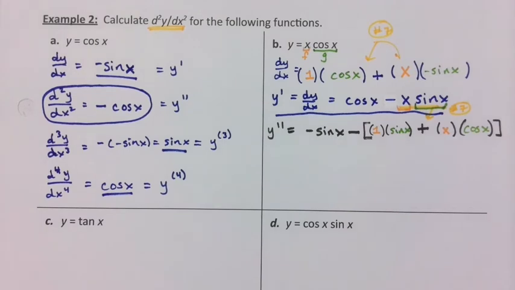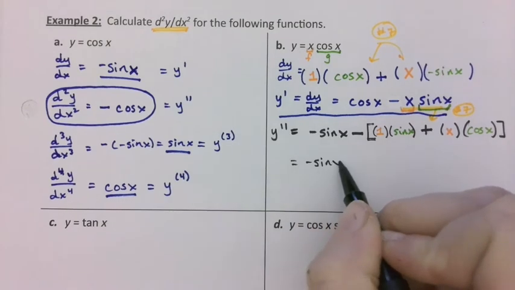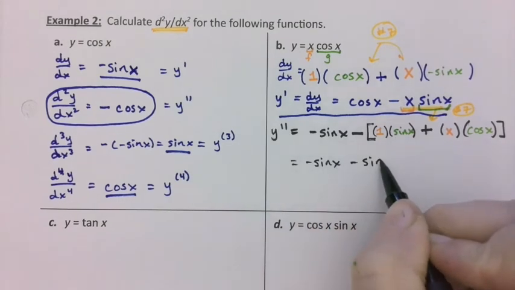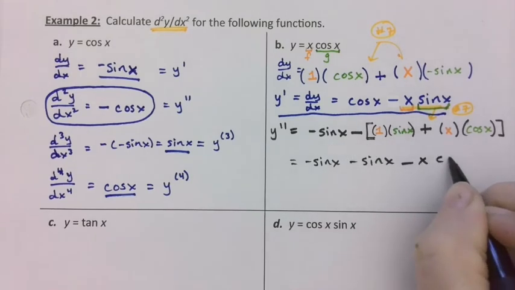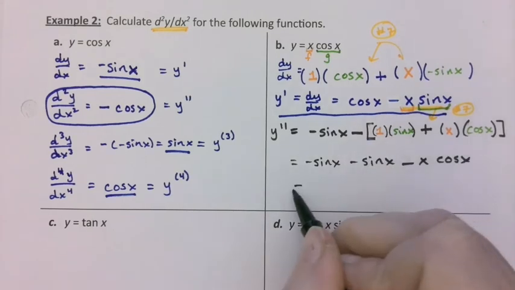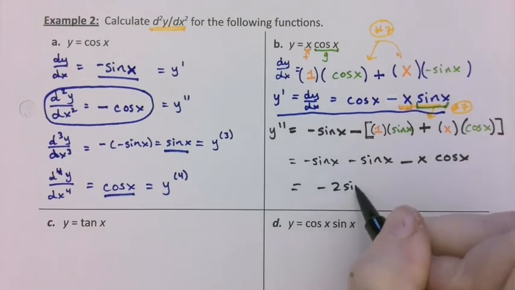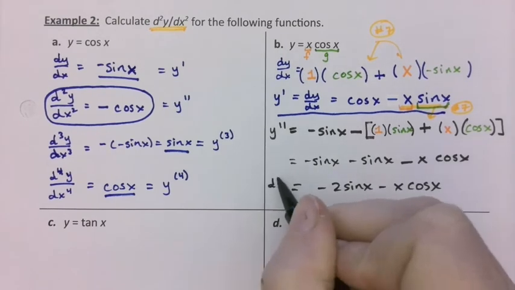All right, well, I'll just kind of combine like terms and simplify this. So this is negative sine of x minus a sine of x, because 1 times sine is sine, minus x cosine of x, right? Because I distribute that negative to both of those terms. That's negative 2 sine of x minus x cosine of x. That would be the second derivative.